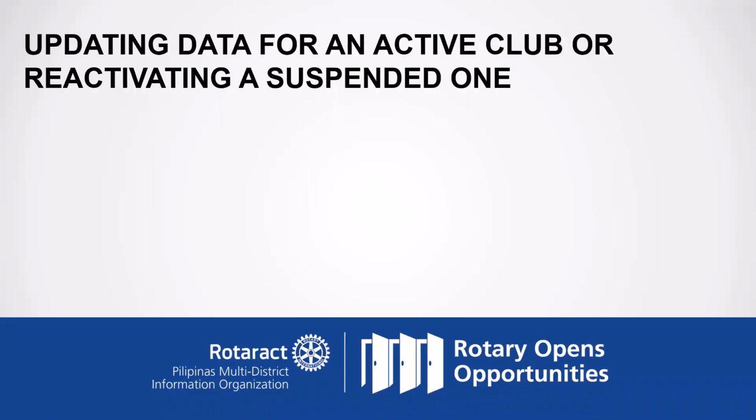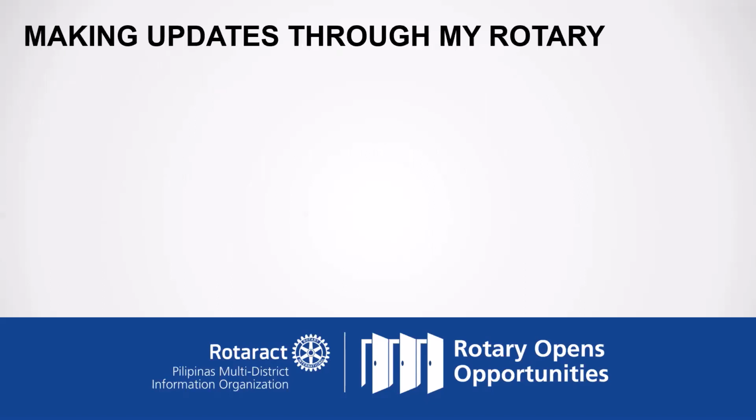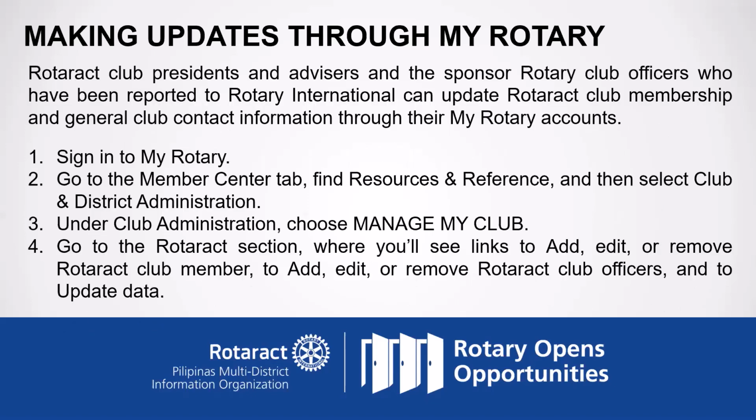Updating data for an active club or reactivating a suspended one. Rotaract Club presidents need to update club and member information by June 30 of every year. Clubs that don't submit this information to Rotary over a 2-year period will be terminated. Making updates through My Rotary. Rotaract Club presidents, their advisors, and the sponsor Rotary Club officers can update this information through their My Rotary accounts.